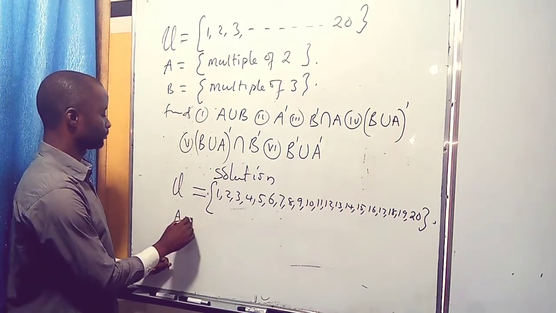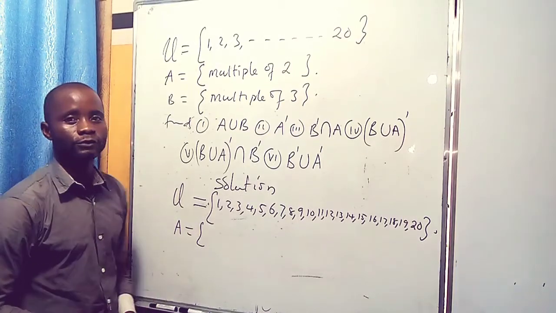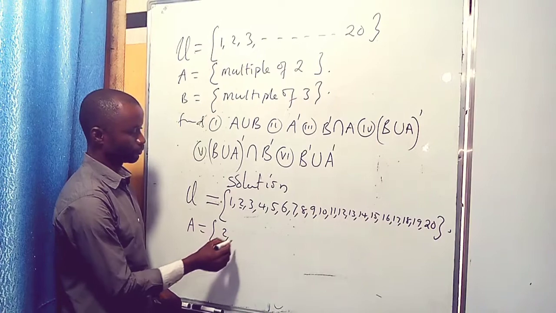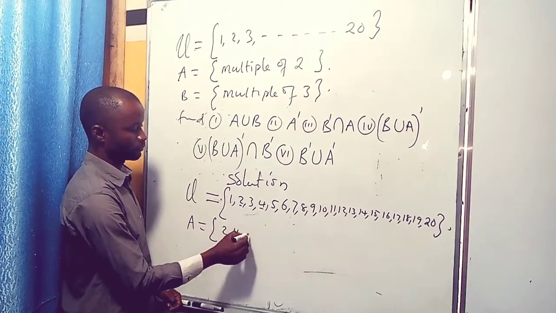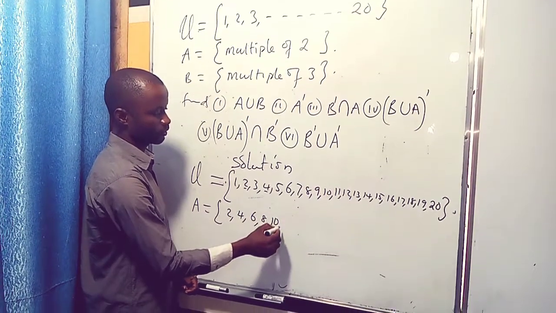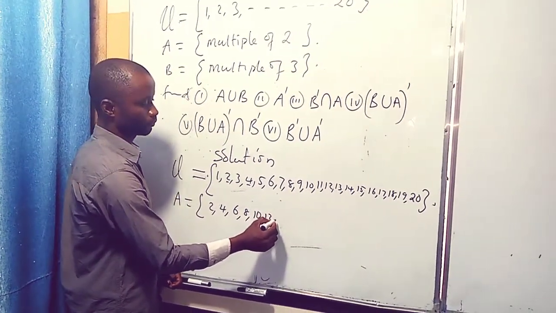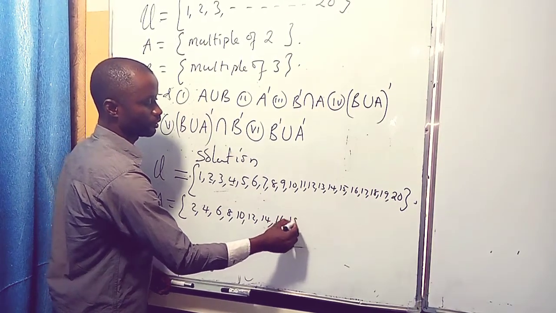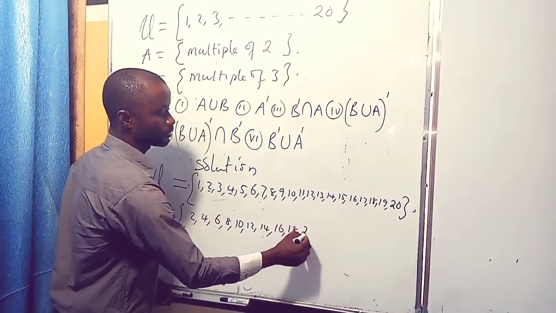And A is the multiples of 2. What are the multiples of 2? We have 2, 4, 6, 8, 10, 12, 14, 16, 18, and 20.